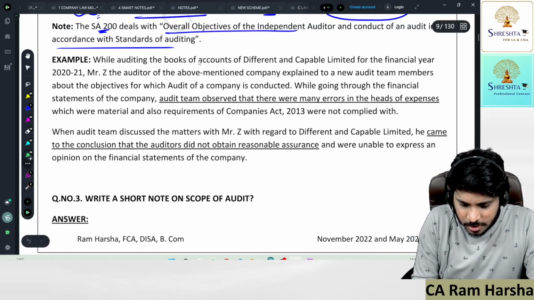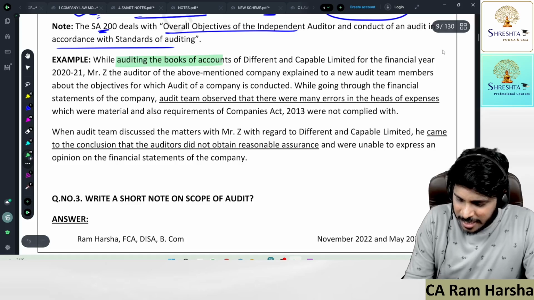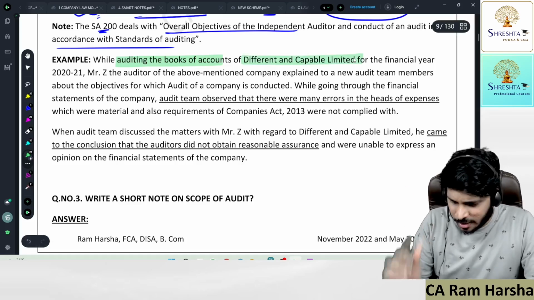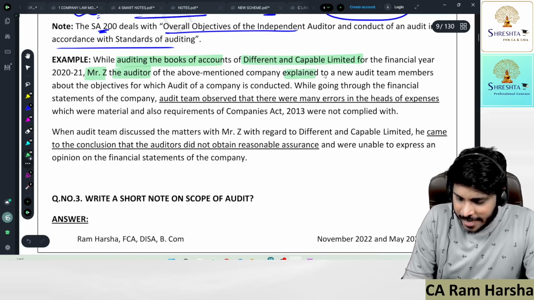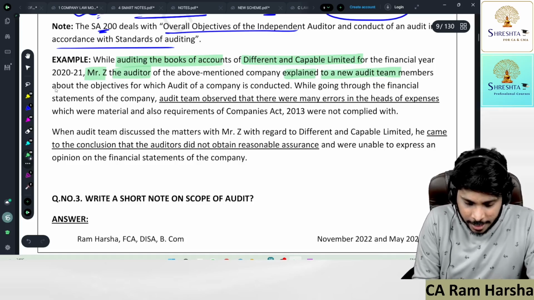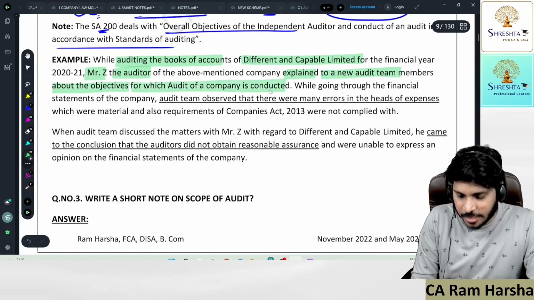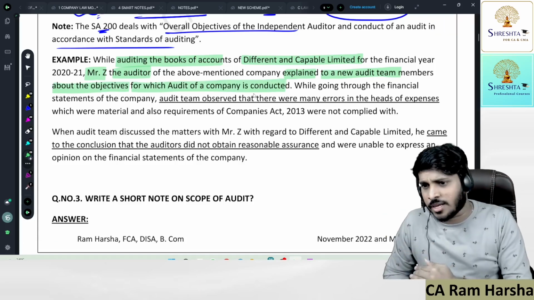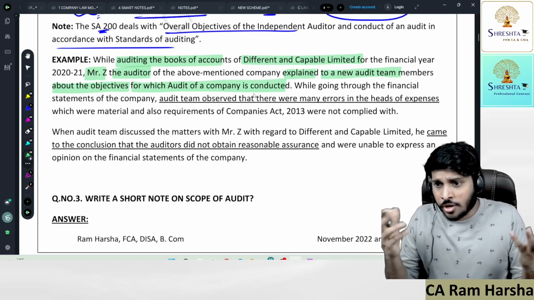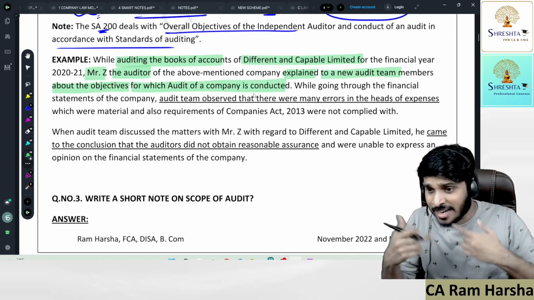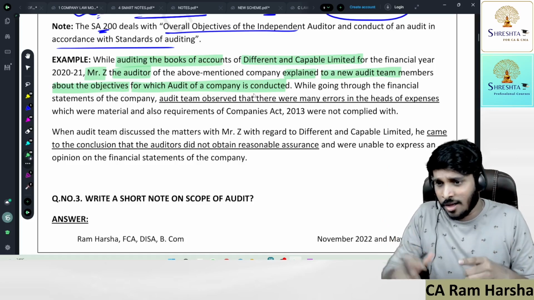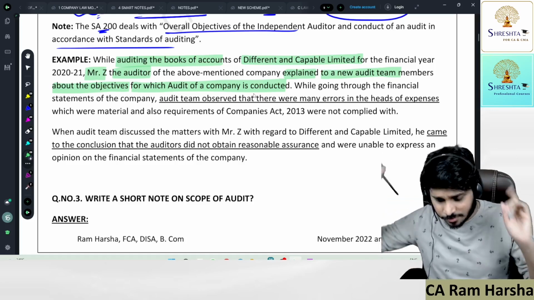While auditing the books of accounts of some company, Mr. Z, the auditor, explained to a new audit team the objectives for which the audit of a company is conducted. Tomorrow you go and join for articleship in a firm. You don't know anything about audit. You have only listened in the class. You don't know how audit works practically. But remember, in my class, it is not so. In my class, you will understand how audit works practically also.